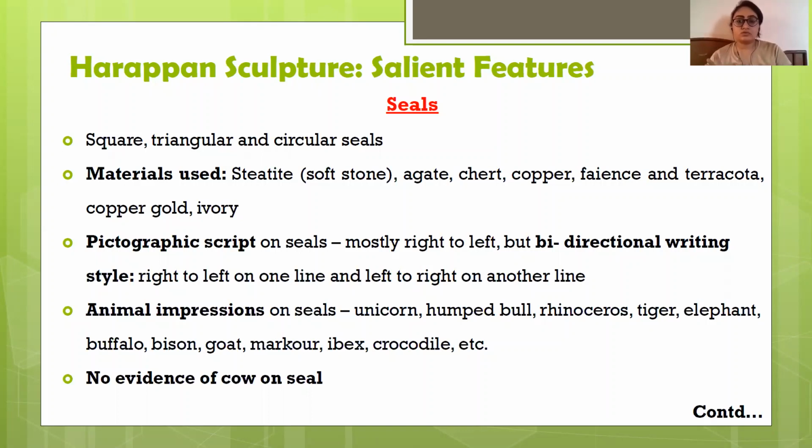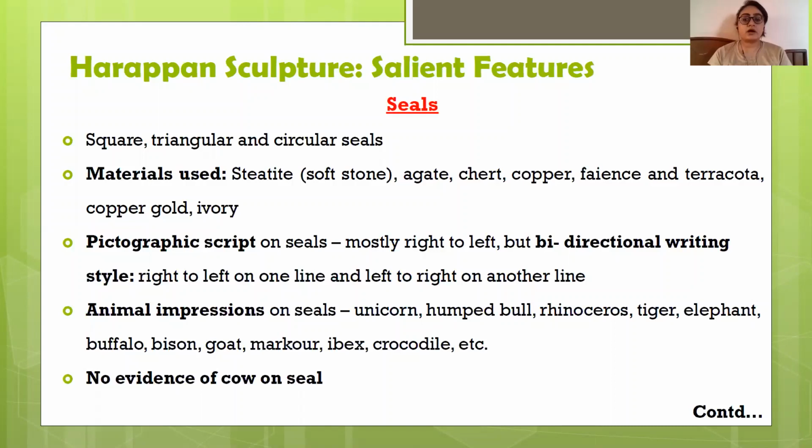So the most common materials were steatite, agate, chert, copper, faience, and terracotta. Now, more expensive or rarer seals were also made of copper, gold, and ivory. So these were all the materials that were used in making seals. Then on the seals, we will find pictographic script of the Indus Valley civilization, which has not been deciphered till date.